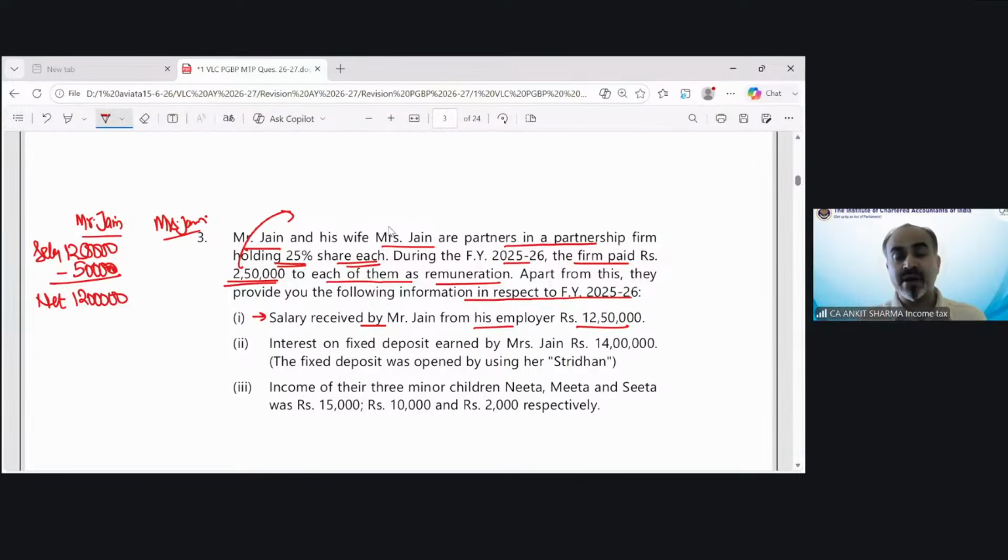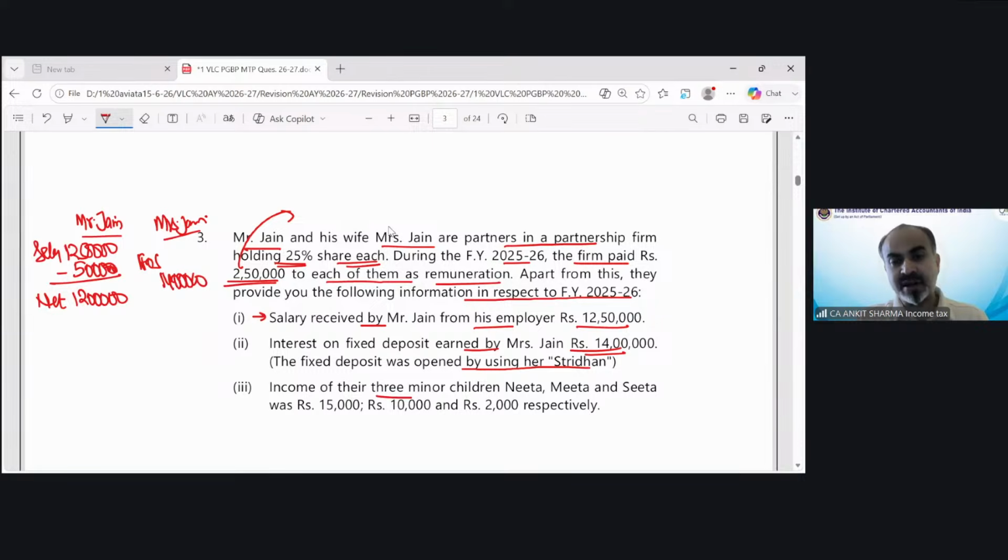Clear? Interest on fixed deposit earned by Mrs. Jain is 14 lakh rupees. The fixed deposit was opened by using her Stridhan. So that means this is income from other sources of Mrs. Jain of rupees 14 lakh.